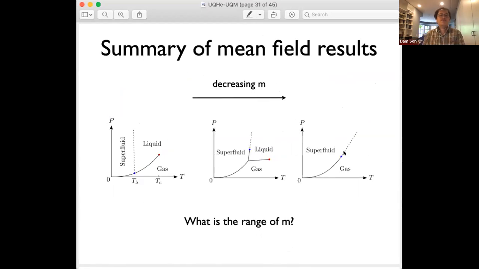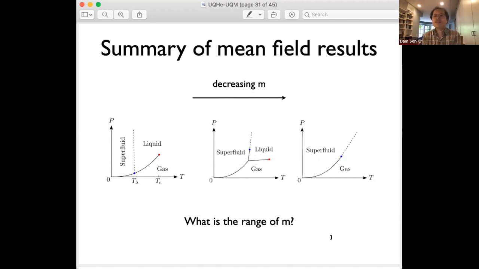So to summarize, in the mean field theory, we see a transformation of the phase diagram, which starts with the phase diagram of helium, goes through a more complicated phase diagram where we have a tricritical point, and then again goes to a slightly simpler phase diagram where there is only one line separating a superfluid and the gas with a tricritical point.